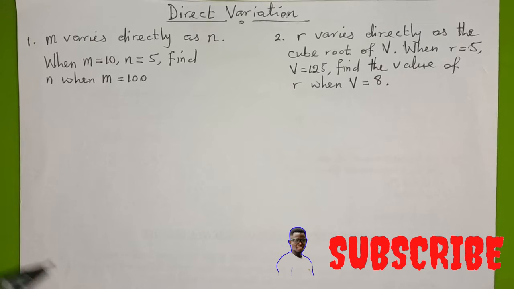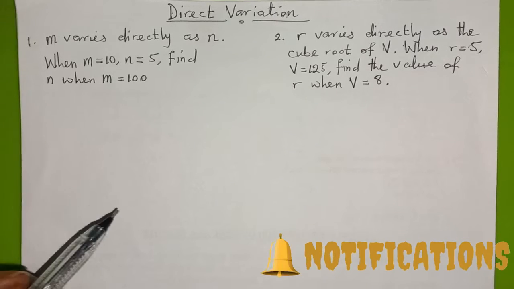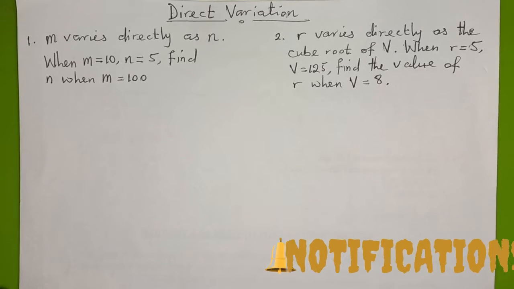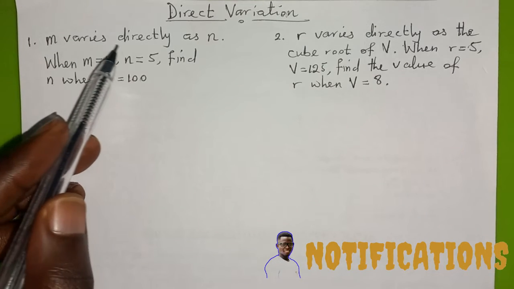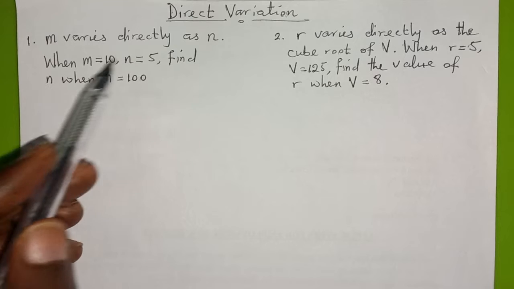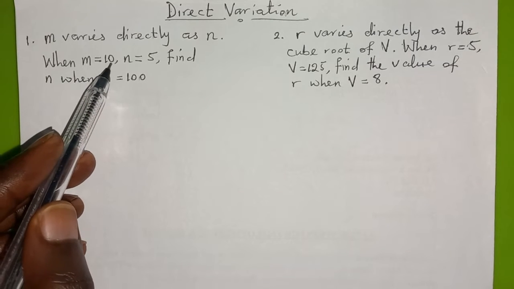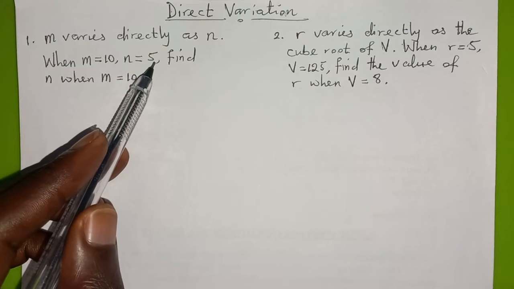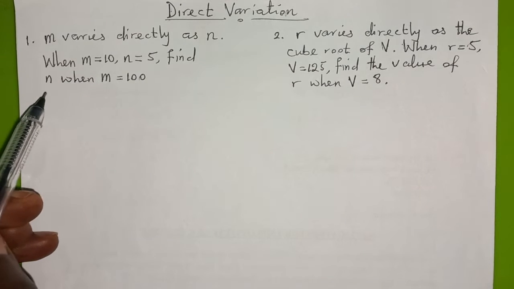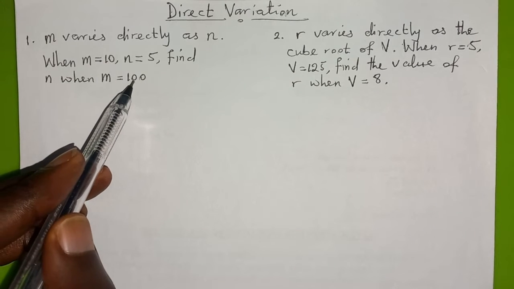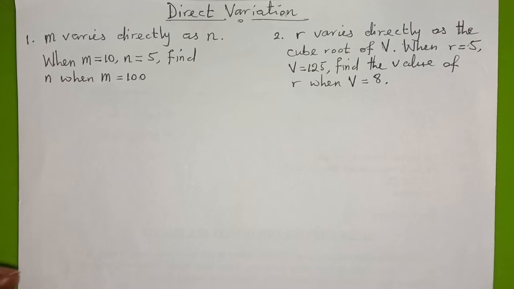All right, let's begin with the first example. So we are being given m varies directly as n. When m is 10, n is equal to 5. Find n when m is equal to 100. All right, so this is direct variation.